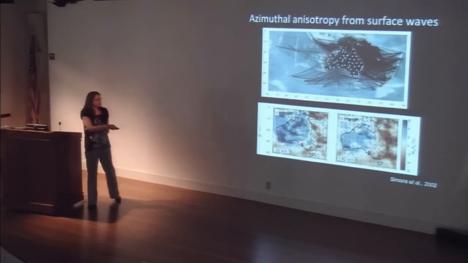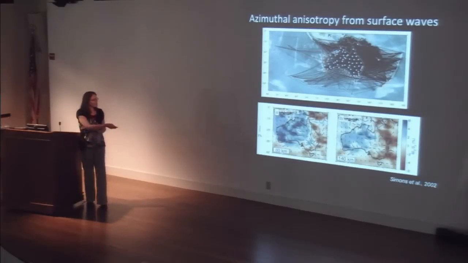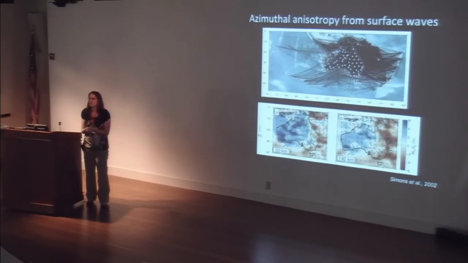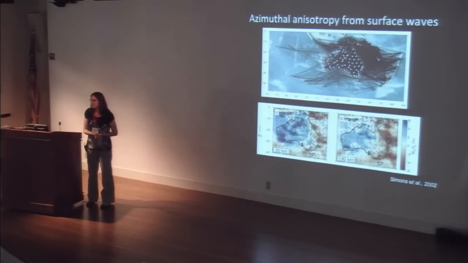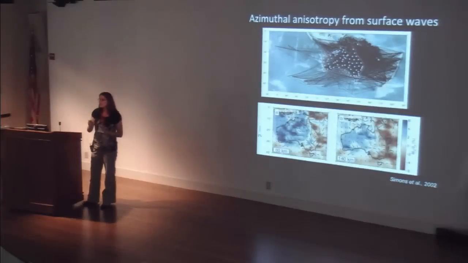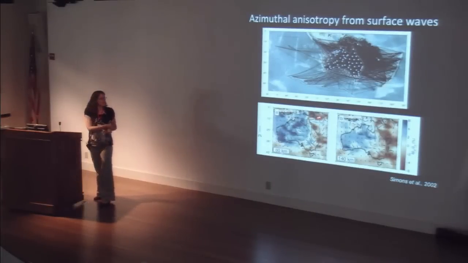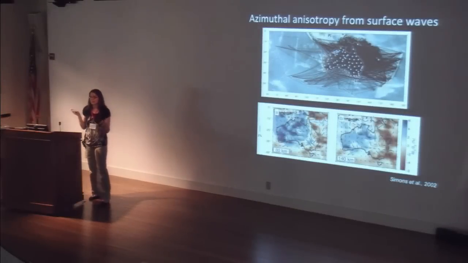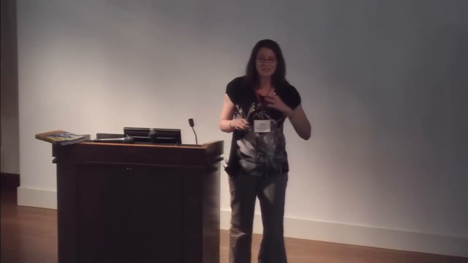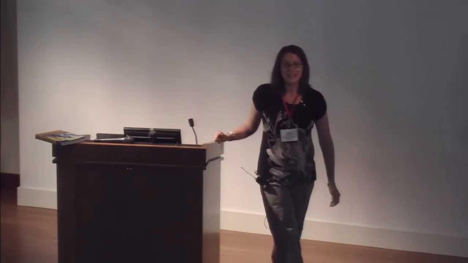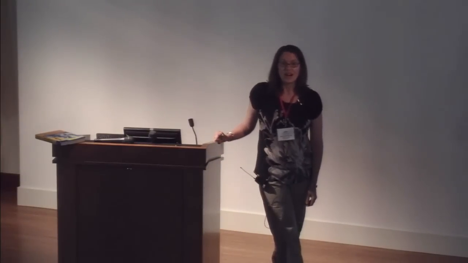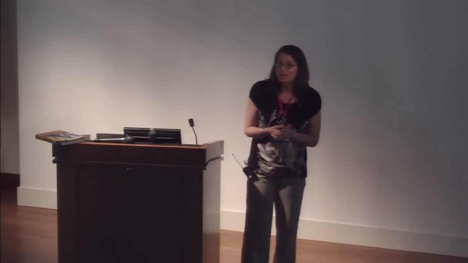Yep. I don't have a map on my slides here, but these are exactly the questions that you would ask with this kind of model, and that the authors of this paper did ask. And we'll look towards the end of the talk at some new models that have been done here at Berkeley for the North American craton, where there are definitely changes, there's heterogeneity in the anisotropic structure of the lithosphere, both laterally and with depth, that do seem to correspond with geologic processes.